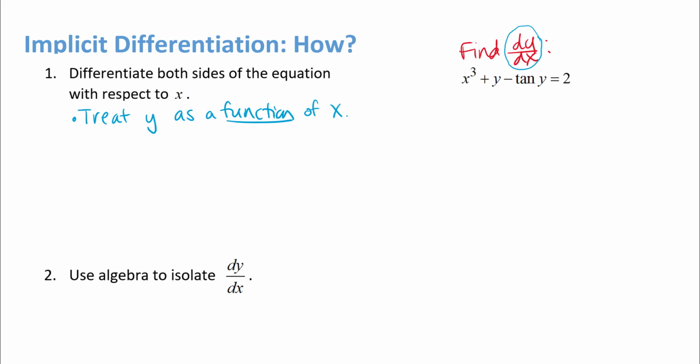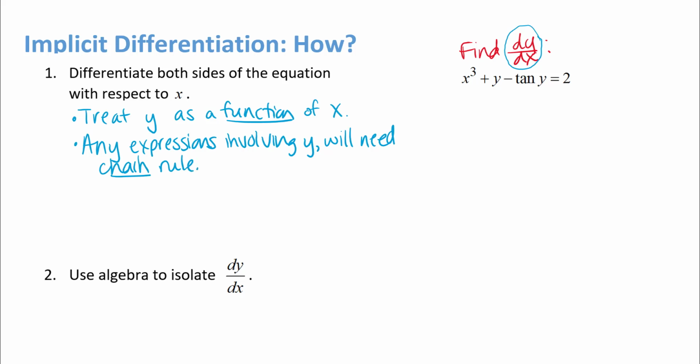So when I differentiate both sides of the equation with respect to x, one important idea here is that whenever I differentiate any expressions involving y, we're going to need chain rule. So we'll look at that when we look at this example here. And I might have a little bit more to say about that main bullet point.